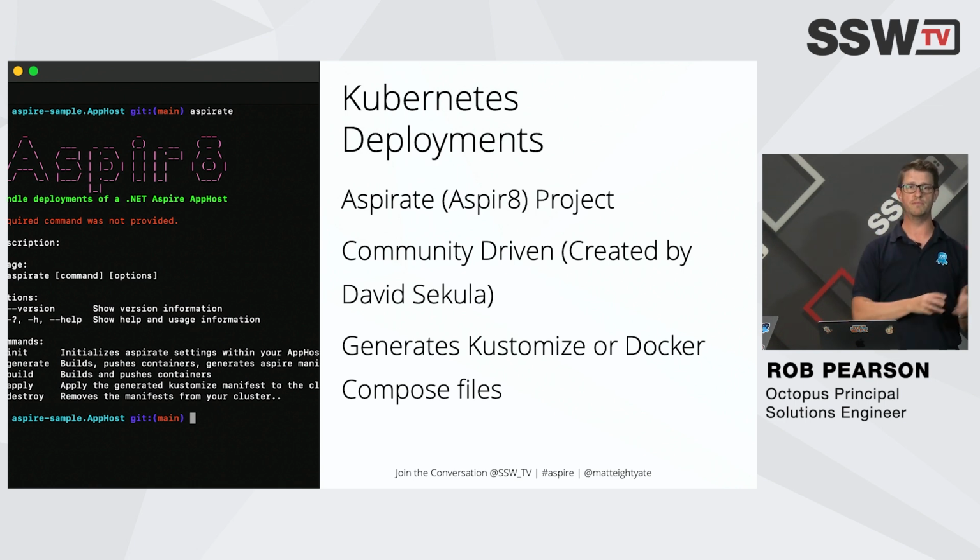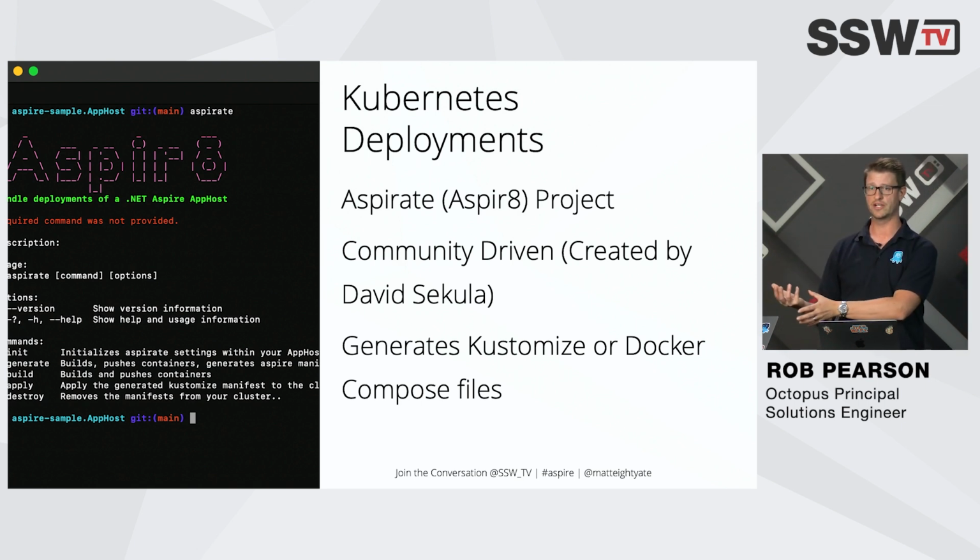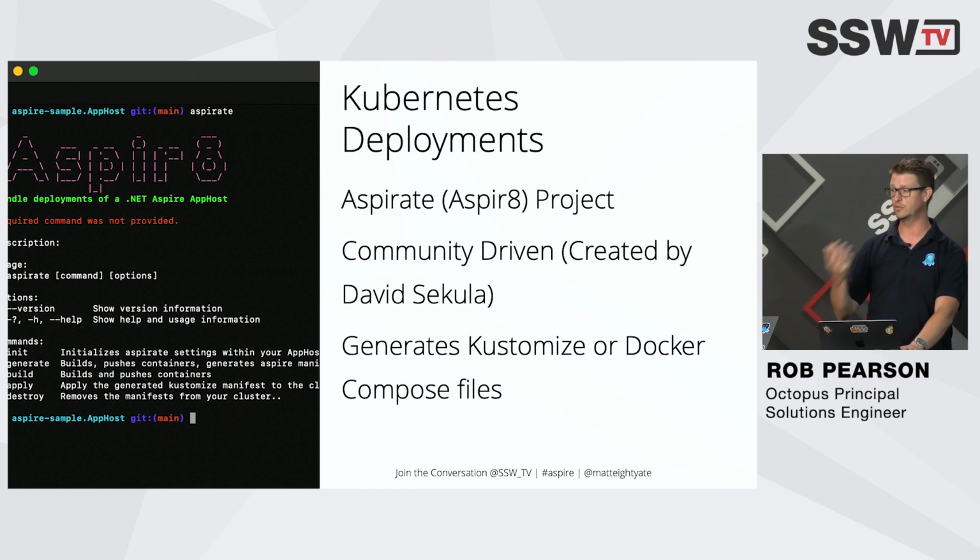If you look at the repo for Aspire, there were a lot of issues where people are asking, hey, this is great, but I don't deploy to Azure Container Apps. Can we deploy to AKS, Kubernetes clusters, etc.? And so there's somebody named David Sekula, and he spun up a project to do just that.